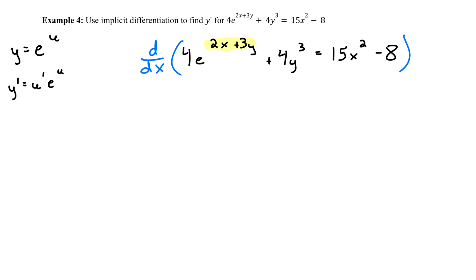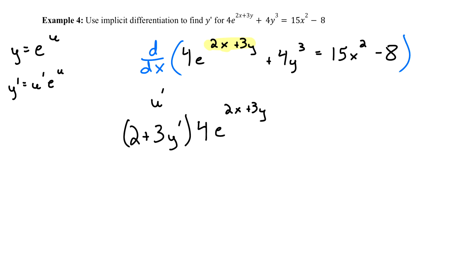So let's see, we will have u prime, so the derivative of our power. The derivative of 2x is just going to be 2, plus the derivative of 3y. Here the derivative of 3y should just be 3, but again, we're thinking about y as a function of x. We need to use our chain rule, which means we need to multiply by y prime, the derivative of the inside part. So there's my u prime. 4 is just a constant multiple, so that's just going to come down, and then e to the 2x plus 3y power.